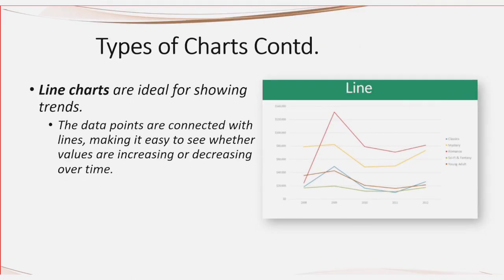Let's go to the next one. The next one is called line charts. You can see line charts, as the name implies. I know we have seen all these things. For logistics or supply chain people generally, they will probably use more line charts to show trends. Line charts are ideal for showing trends. The data points are connected with lines, making it easy to see whether values are increasing or decreasing.